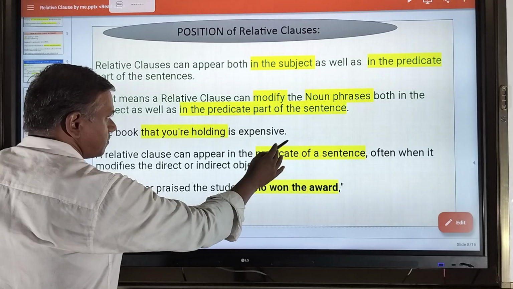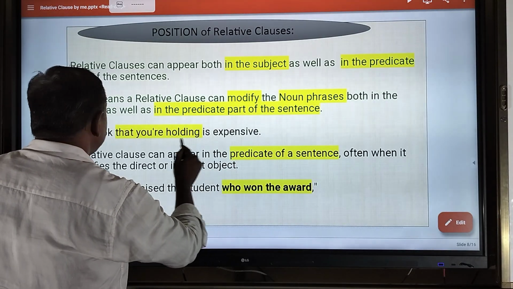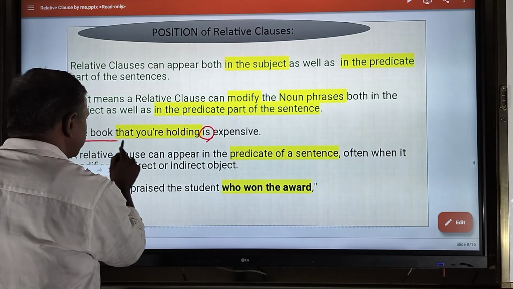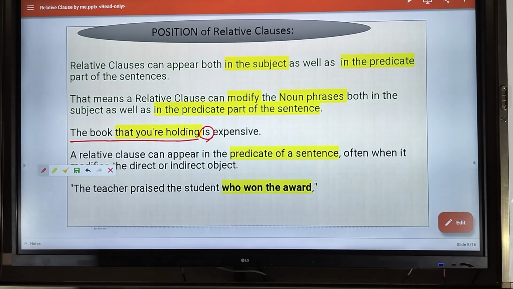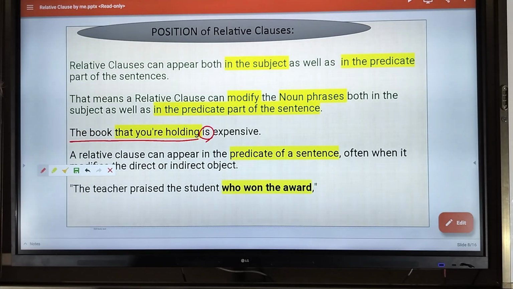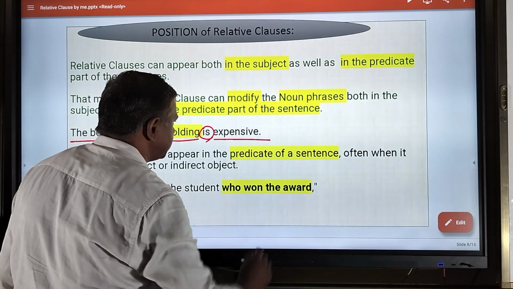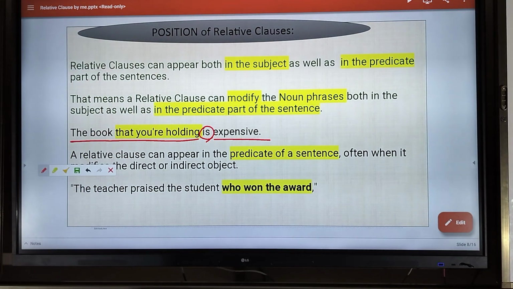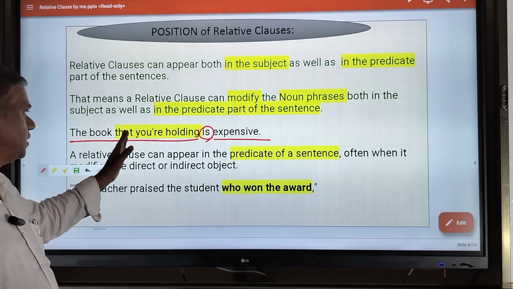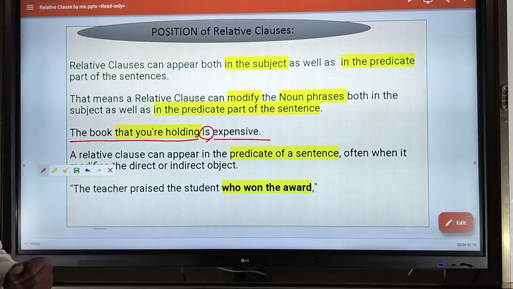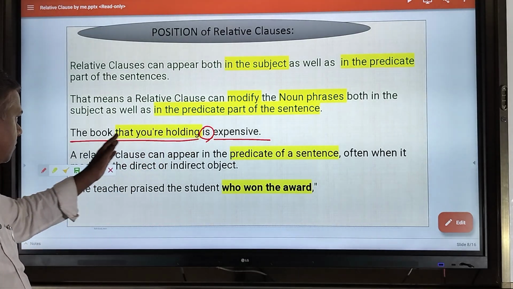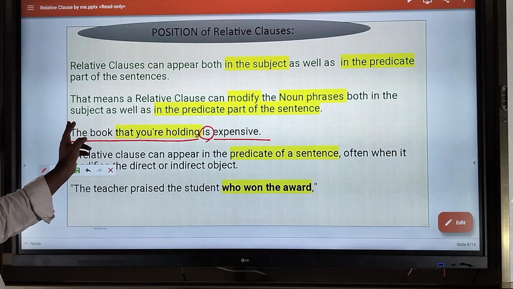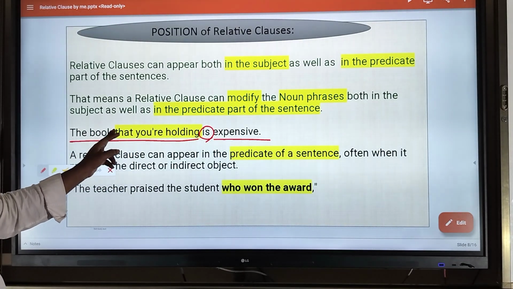In this sentence, what is the verb? Which one is the verb, and before it what is there? This one. So this is called the subject part, and after the verb this one is called the predicate part. Yes or no? You know this from lesson 2. This one is the subject and this one is the predicate. What comes before the verb we call the subject part, and this one is the object part. So here in this sentence, the book is modified by that you are holding.